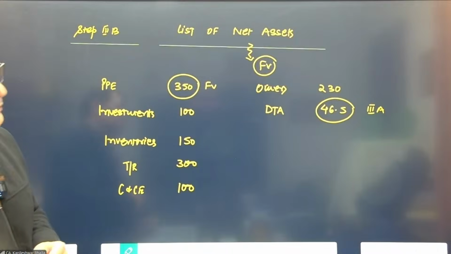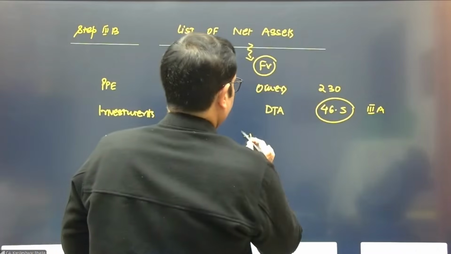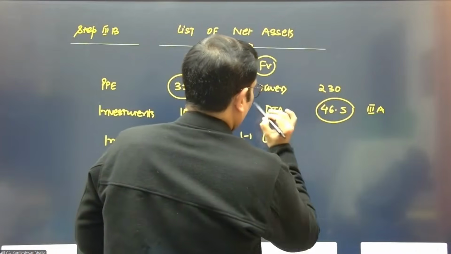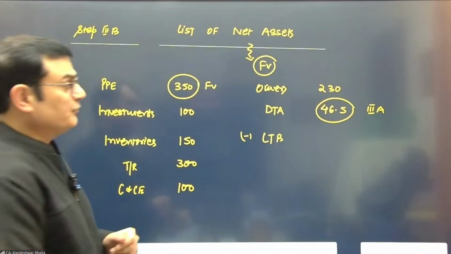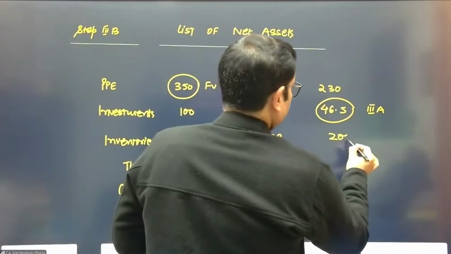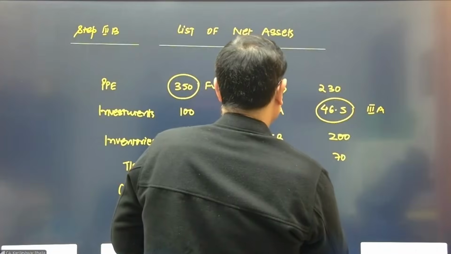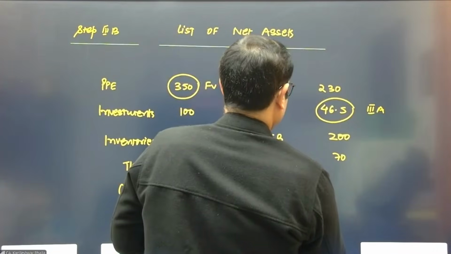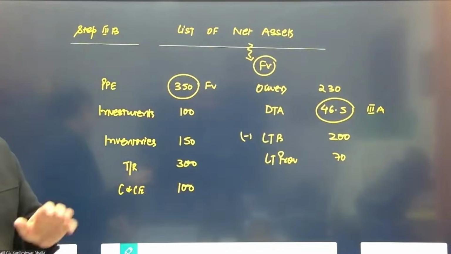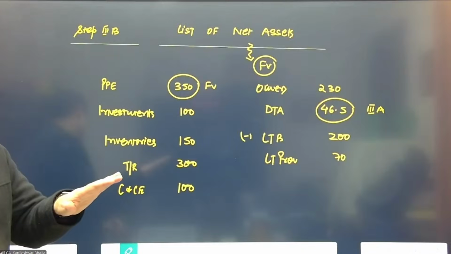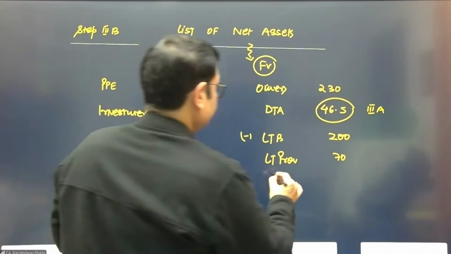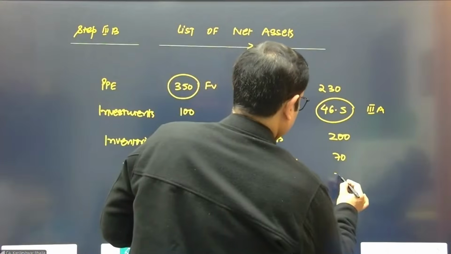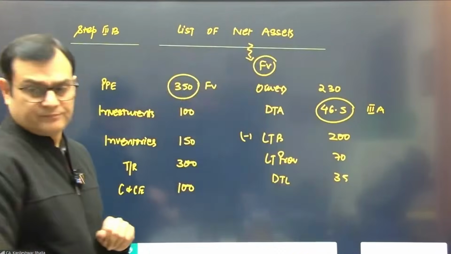Then on the liabilities, we've got long-term borrowings. So we've got long-term borrowings, and that's again at a book value of 200. Then there are long-term provisions, and that is to the extent of 70. Rest, nothing is given except contingent liability. Then there is an existing DTL to the extent of 35. So existing DTL is 35.